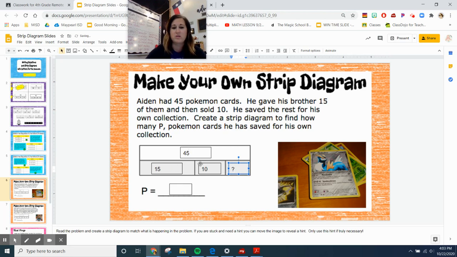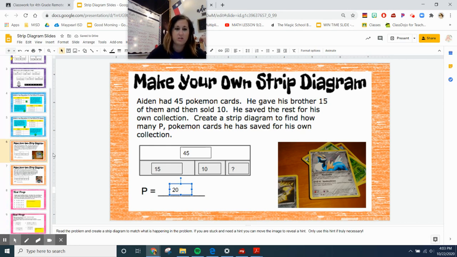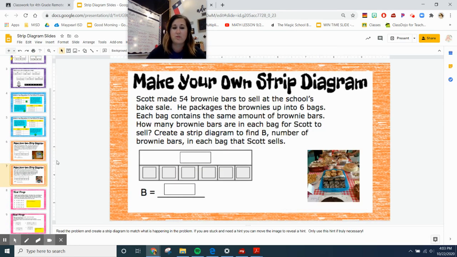So after you fill in the strip diagram, you're going to solve for the missing part. So we have 45 total. He gave 15 away. If I have 45 and I give 15 away, I now have 30, okay? Then he sold 10, okay? So if I now have 30 and I sold 10, he's left with 20. So that would be our answer, okay? So that's the orange slide, number 6, and same for number 7. You're filling in the missing parts and solving, okay?